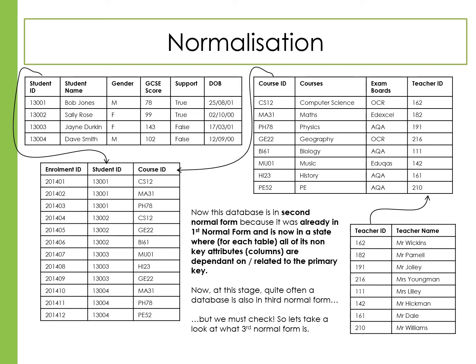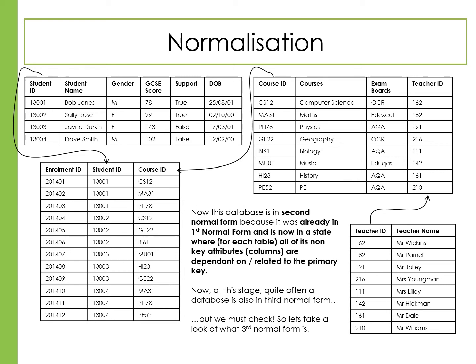Now all this database is in second normal form. It was already in first normal form and it's now in a state, for each table that is, of all of its non-key attributes, so the fields, are dependent on or related to the primary key. So if we look at the course ID, we know the course name, the exam board, and there's a foreign key in there, which is the teacher ID, but it's related to that course. So it's in second normal form.